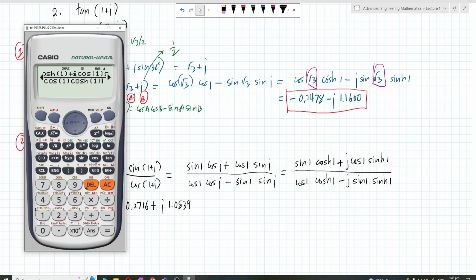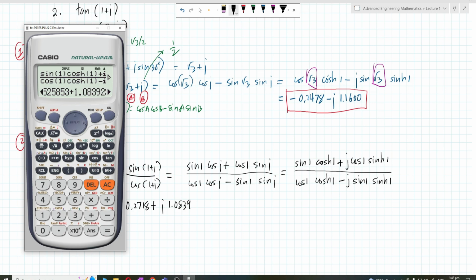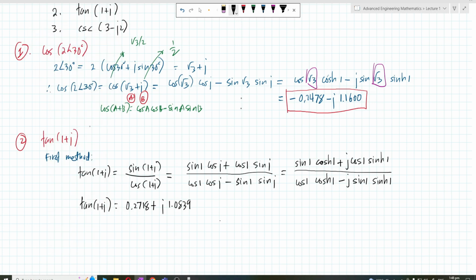Get used to typing this, guys. Minus j, the sine of 1 and then the sine hyperbolic of 1. Okay, 0.2718, sorry, equal to 0.2718, plus 1.0839. So this, guys, is the equivalent of tan of 1 plus j.